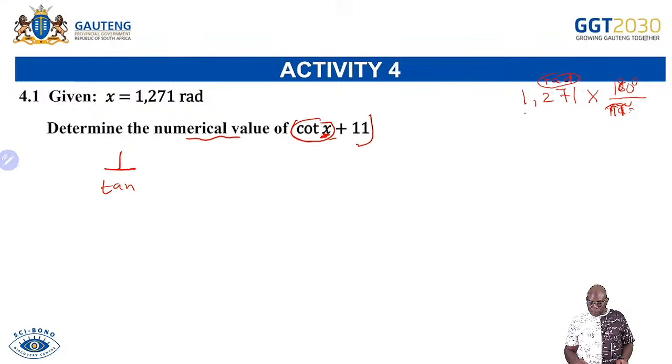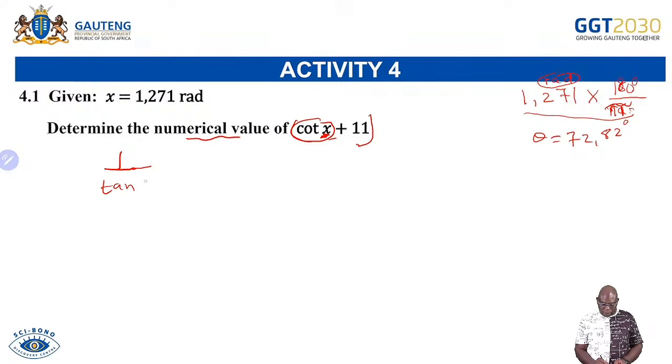Now, if I do that, I'm going to get degrees. So if I go on my calculator and say 180 degrees divided by pi, where's my pi now? Shift pi. Then from there I multiply by 1,271. Then I get my degrees. So my degrees will be 72.82 degrees. So this is in degrees now.